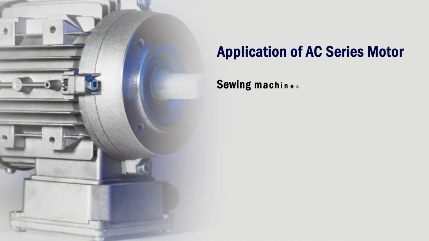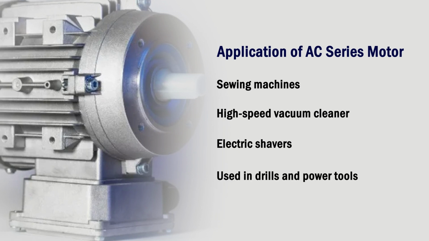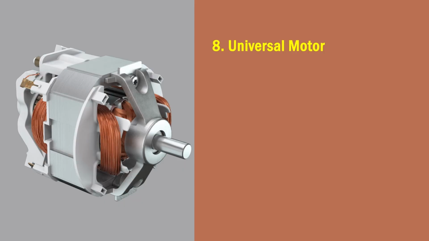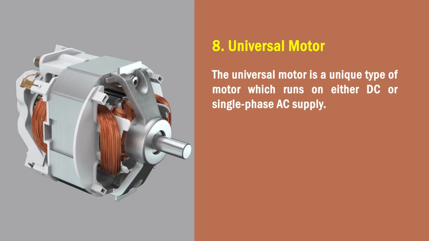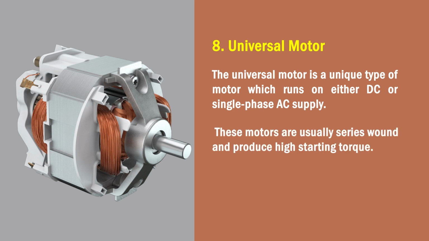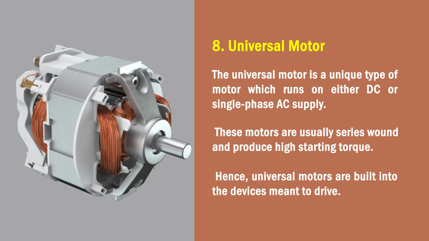The applications of AC series motors are with sieving machines, high-speed vacuum cleaners, electric showers, and they are used in drills and power tools. Next type of motor is the universal motor. The universal motor is a unique type of motor which runs on either DC or single phase AC supply. These motors are usually series wound and produce high starting torque. So from the name itself, we can understand that the universal motor works on both AC and DC, and that is why it is called a universal motor.